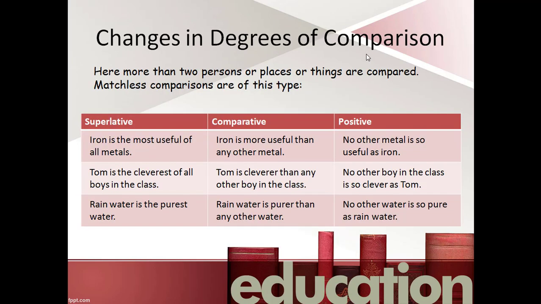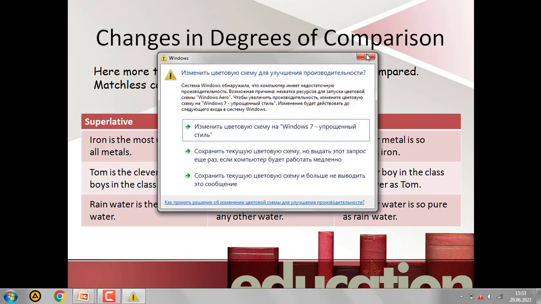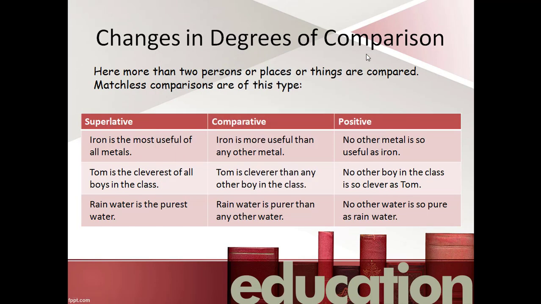So, changes in degrees of comparison. Here, comparisons of more than two persons or things are of this type. Iron is the most useful of all metals. Iron is more useful than any other metal. No other metal is so useful as iron. Rainwater is the purest water. Rainwater is purer than any other water. No other water is so pure as rainwater.